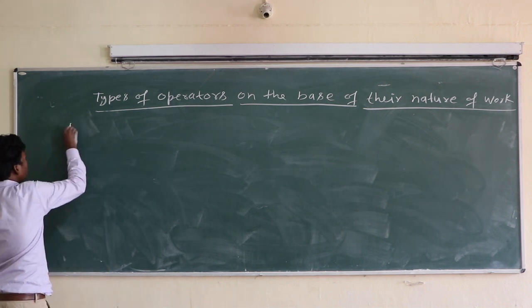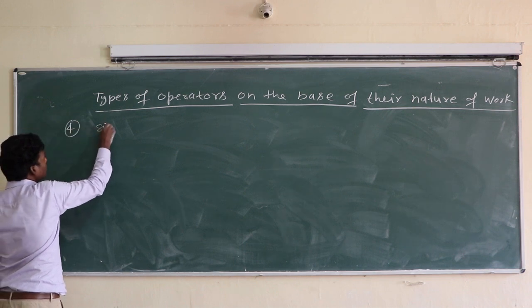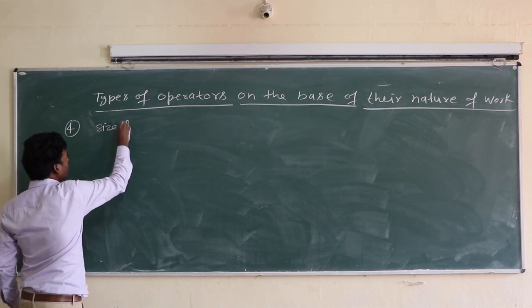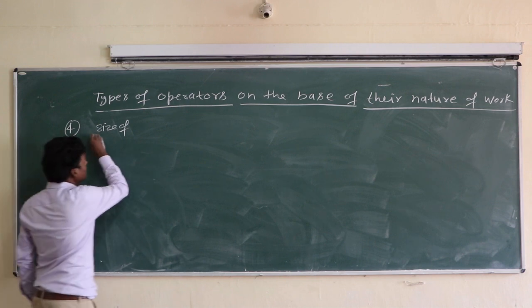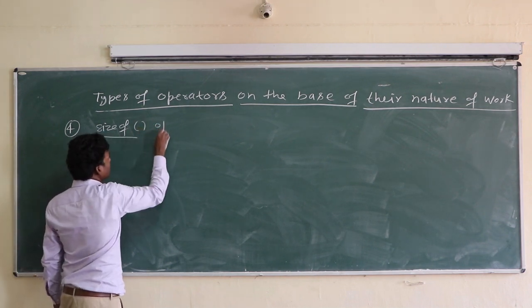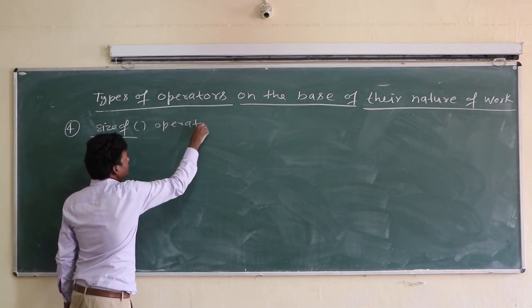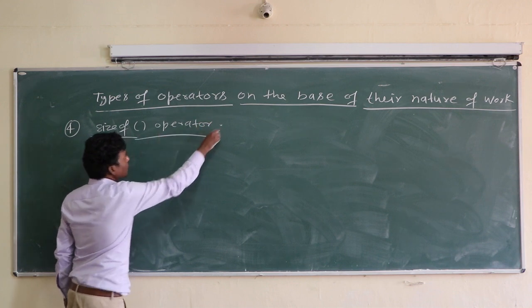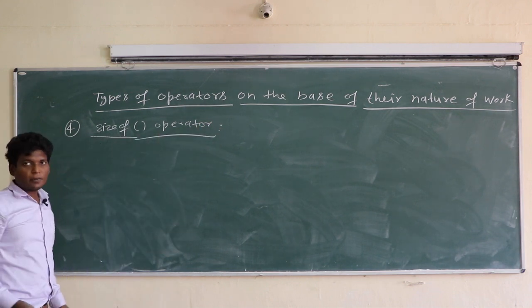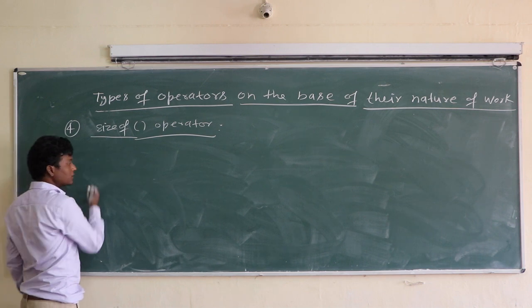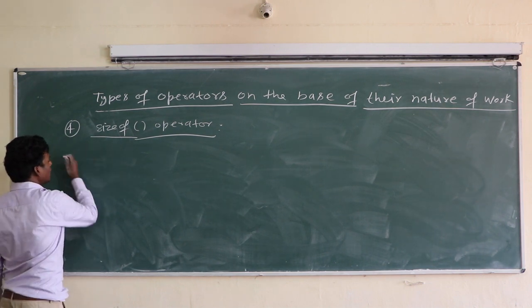The fourth one is the sizeof operator. The sizeof operator gives the size of a data type.